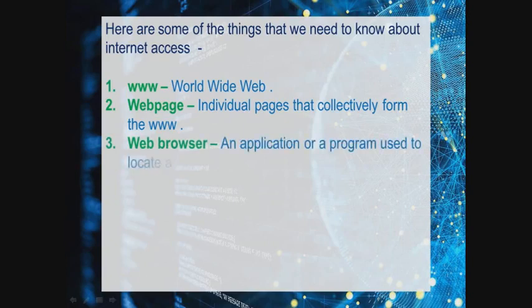Third one, web browser. What is web browser? Actually, it's an application software or a program used to locate and display web pages. We have some internet connection, we know what is the web page address, but we don't have any browser, so we can't see any kind of web page. If we want to access any kind of web page, then we have to install some browser.